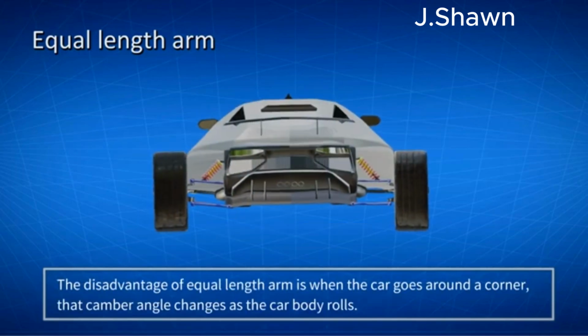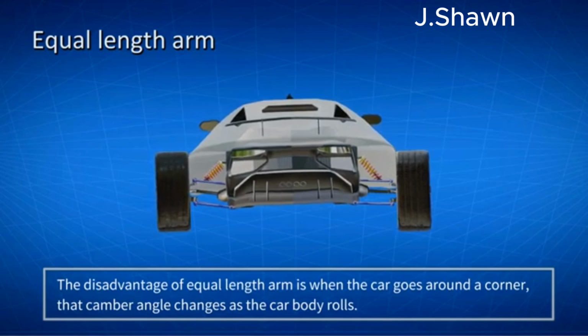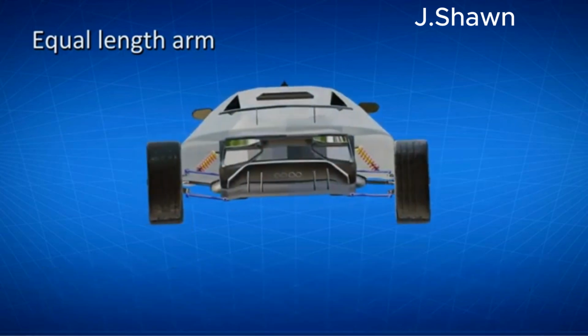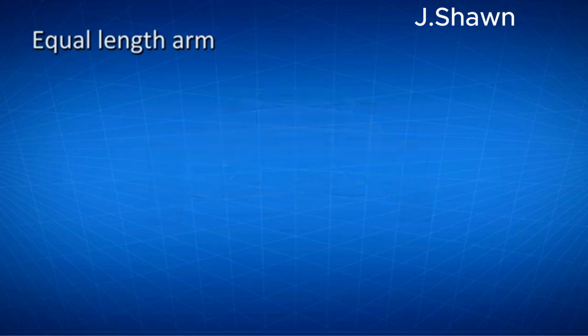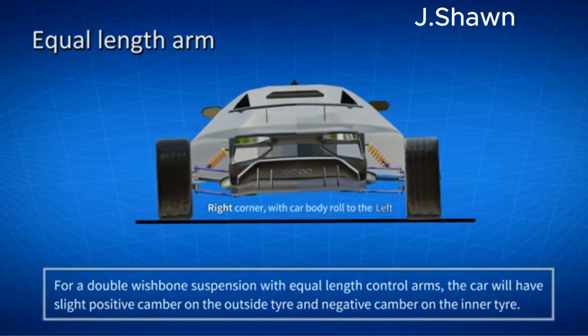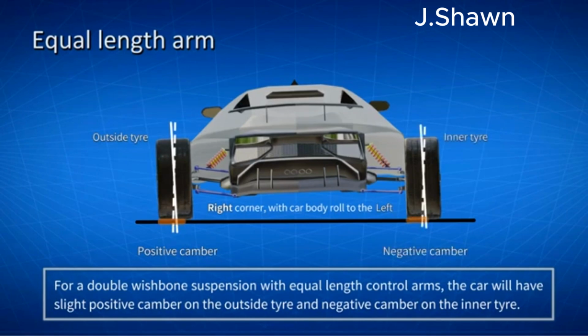The disadvantage is when the car goes around a corner, that camber angle changes as the car body rolls. Let's look at the camber when the car goes around a corner. In this case, the car is going around a right corner, and the car body is going to roll to the left. For a double wishbone suspension with equal length control arms, the car will have slight positive camber on the outside tire, and negative camber on the inner tire. This is not a desirable design, as the outer tire is taking most of the load, while the inner tire is taking less load.